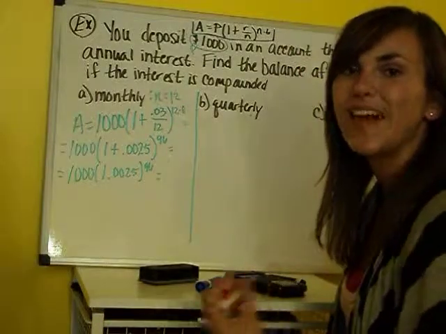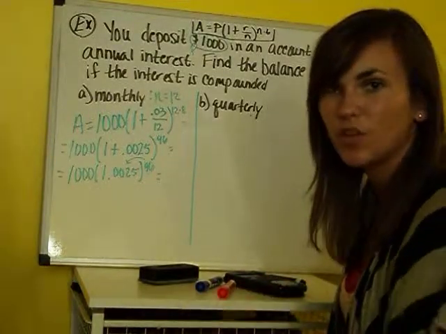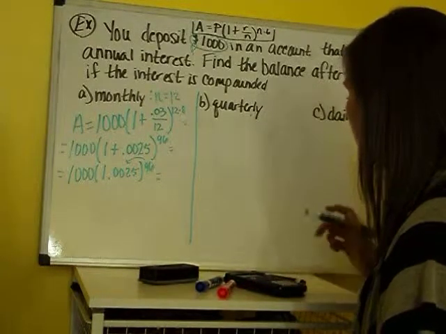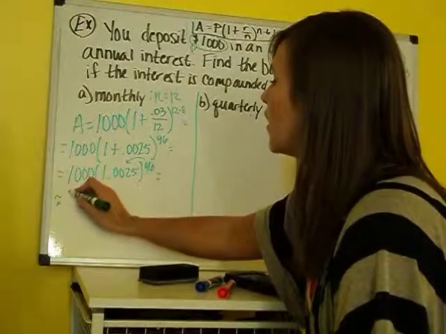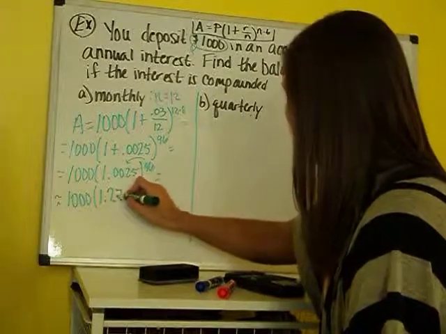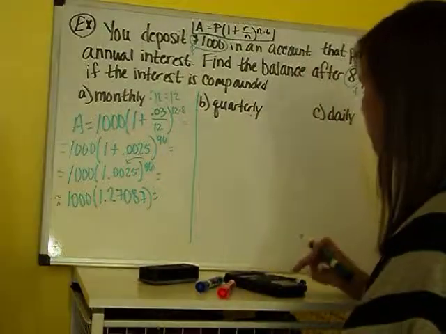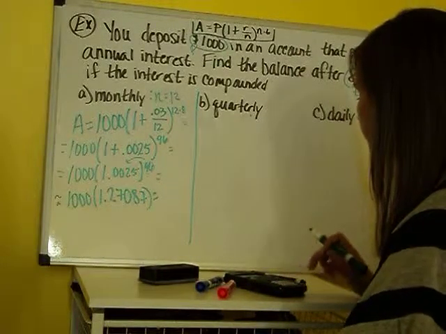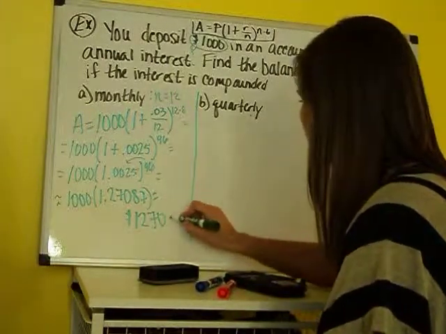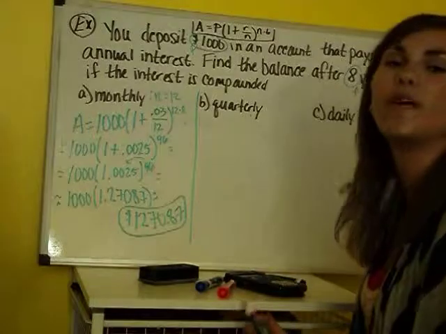Next on our order of operations is exponents. So remember, this exponent belongs only to what's inside the parentheses. It doesn't belong to the 1,000. So if we take 1.0025 to the 96th power, that is going to give us approximately 1,000 times 1.27087, which is going to give us about $1,270.87. Okay, that's if we're compounding once every month.